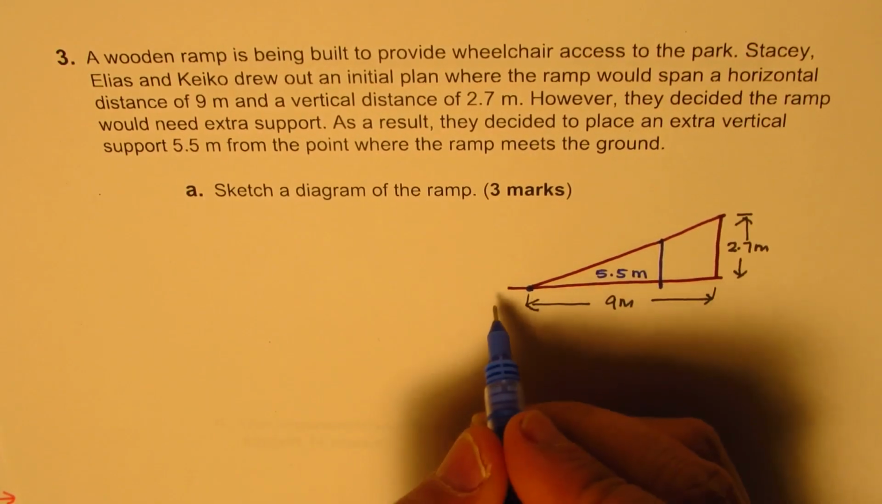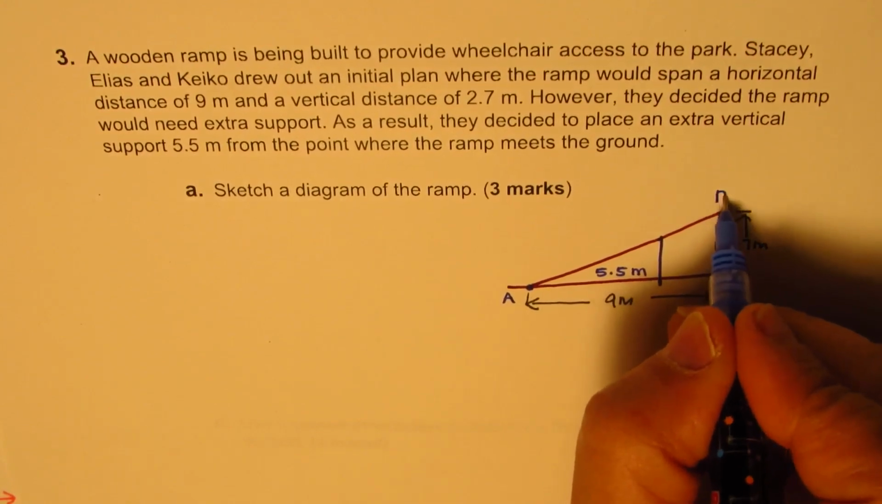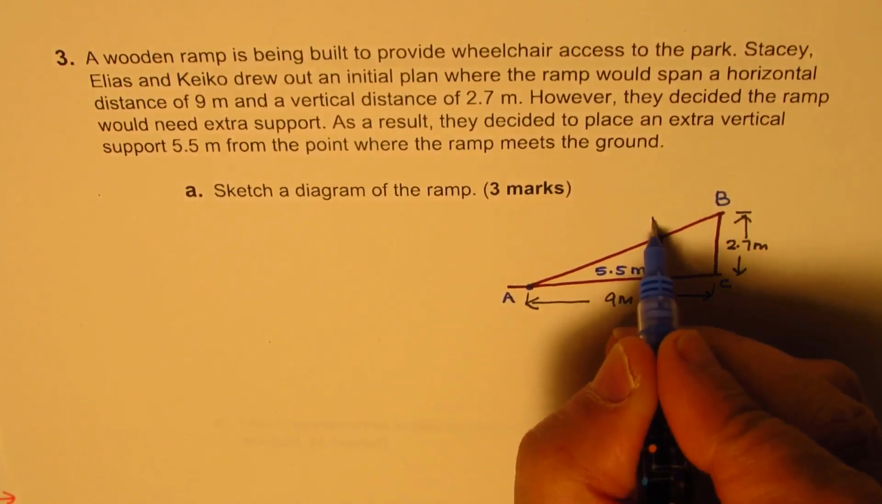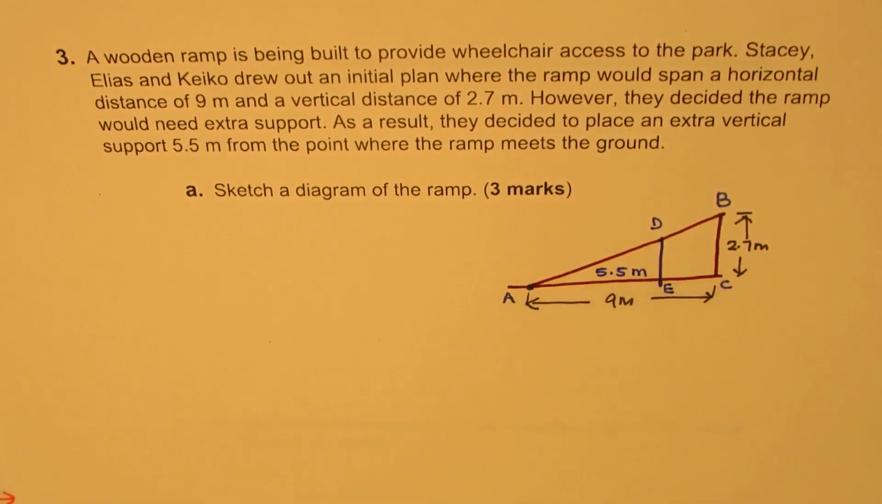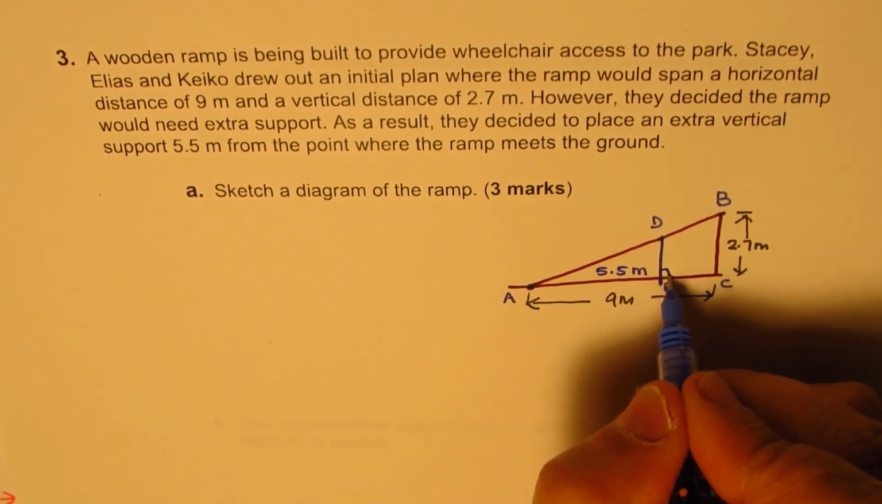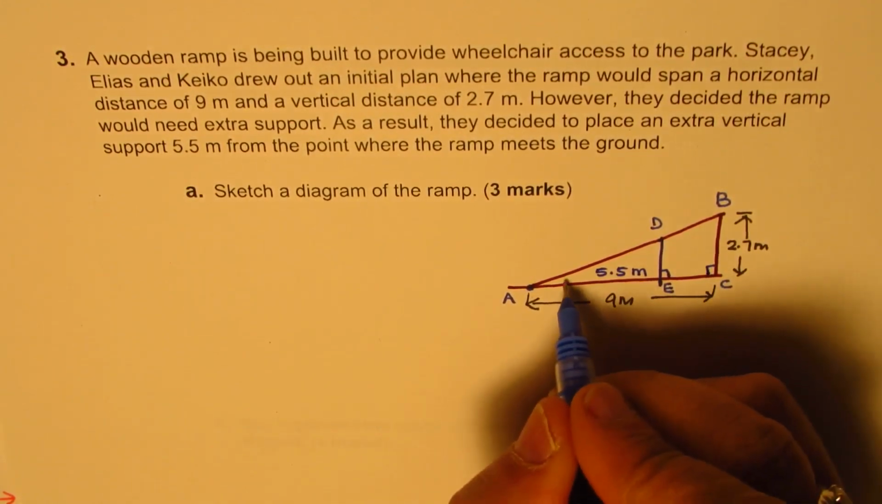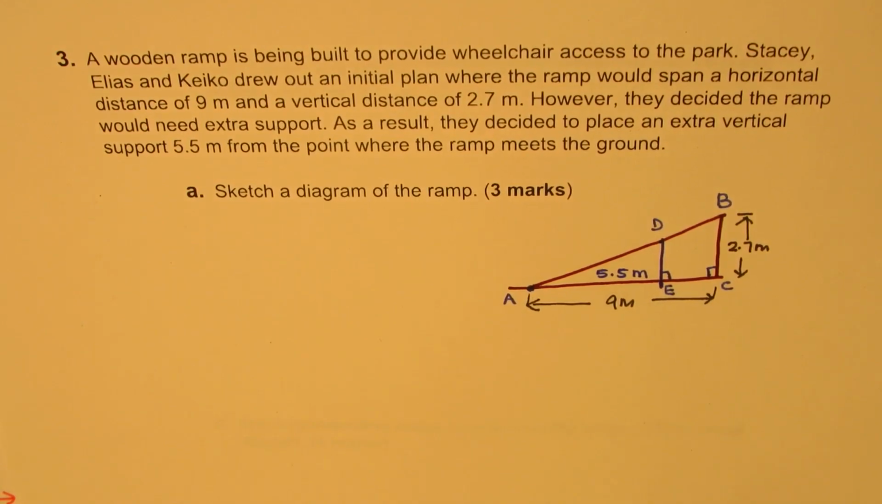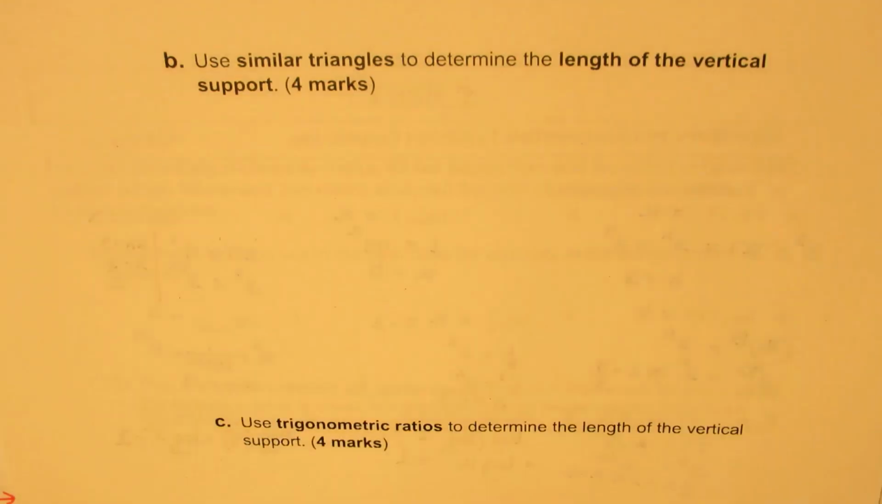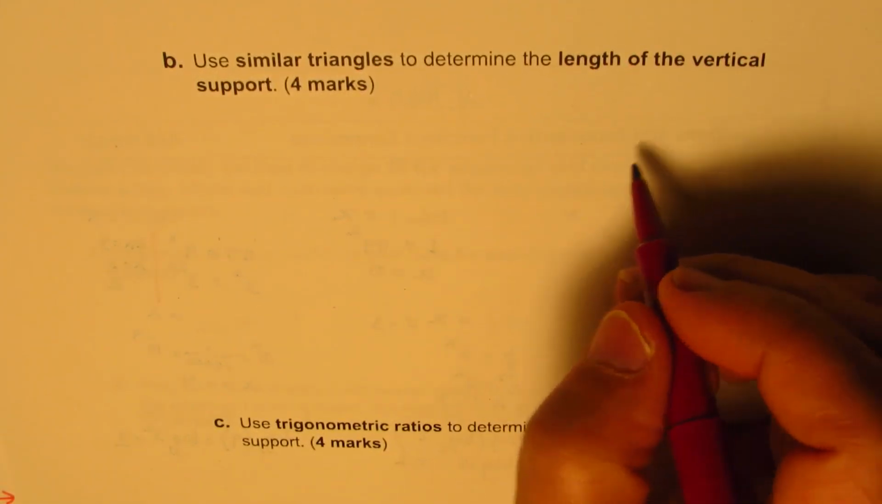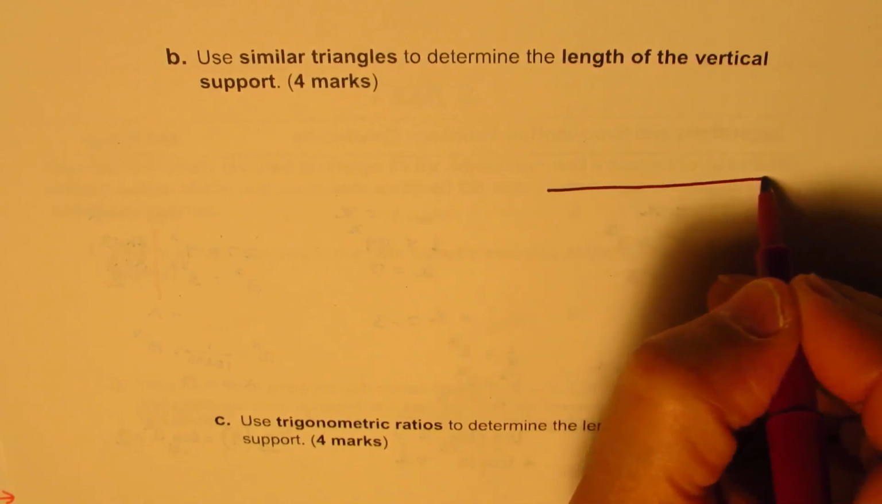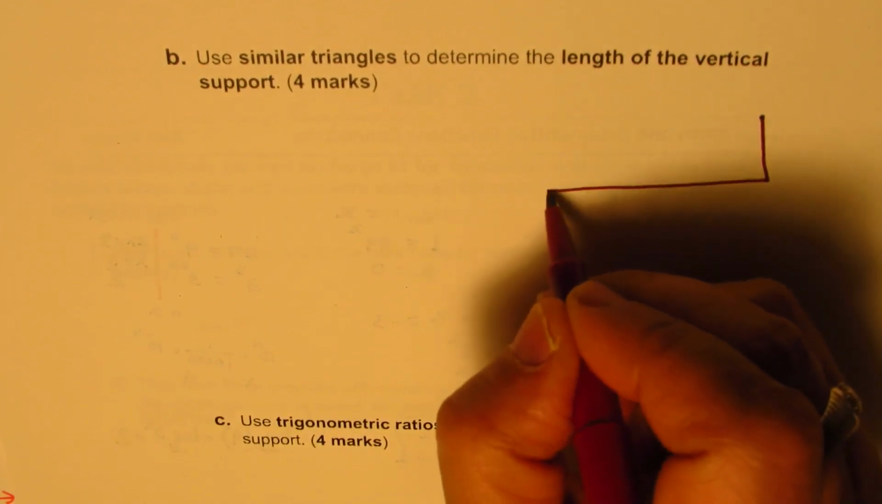So let's label it once. It'd be easier for us to communicate. So ABC, let's call it D and E. And these are at right angles. So that becomes the diagram for us. Now let's see other questions based on this. The question here is, use similar triangles to determine the length of the vertical support. So let's again sketch it, and let's use similar triangles to find the length of the vertical support.